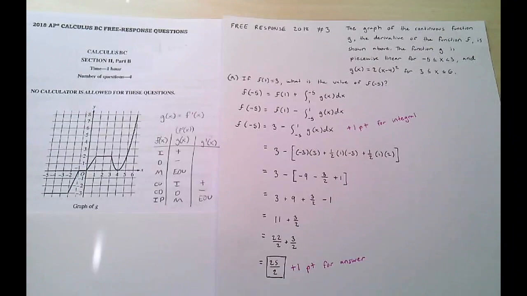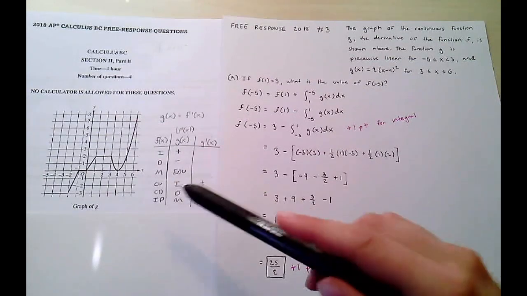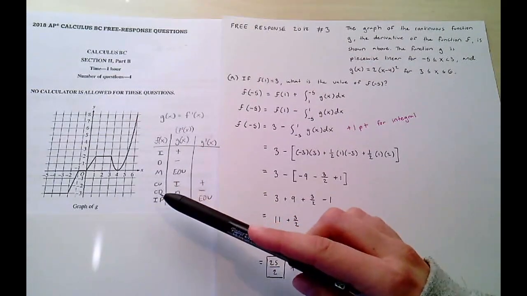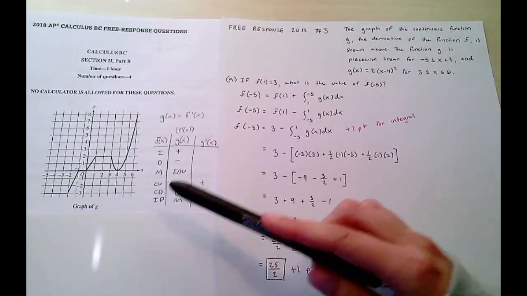Now I am doing free response question number 3 from the 2018 AP exam. We are given the graph of the continuous function g, which is equal to the derivative of function f.